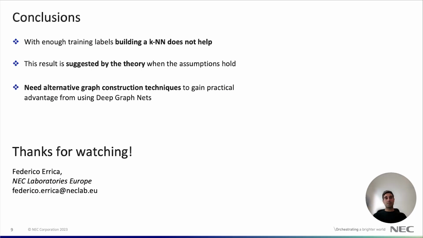And this brings us to the conclusions of the presentation. We hope to have shown you that whenever you have enough training labels, converting your tabular data classification problem to a node classification problem through a nearest neighbor graph construction might not be the best choice. And the result is supported by the theory we developed as well as by the empirical arguments.